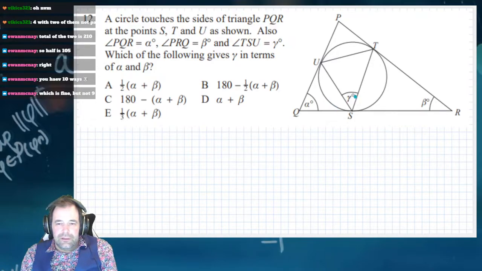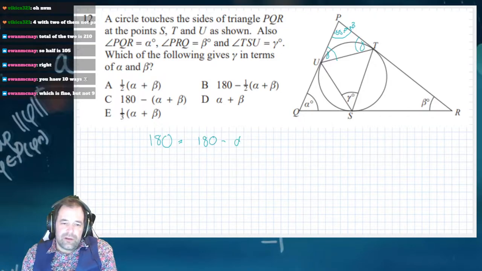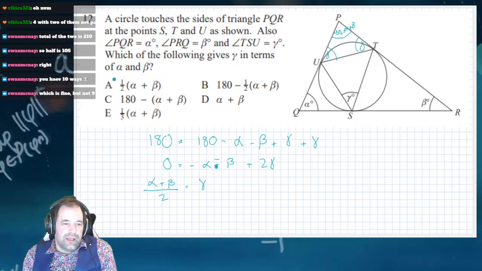Well, this is just circle theorems. So using circle theorems, that's also gamma. That's also gamma. And that is 180 minus alpha plus beta. So in that triangle, we can say that 180 equals 180 minus alpha minus beta plus gamma, that gets you 0 equals minus alpha plus beta plus 2 gamma, and therefore should be negative, and that should be alpha plus beta over 2 equals gamma. So it's A, option A.